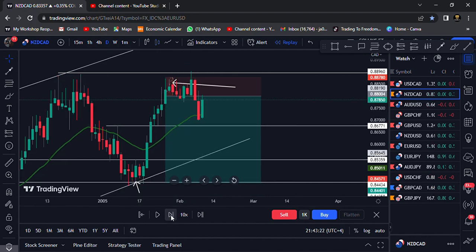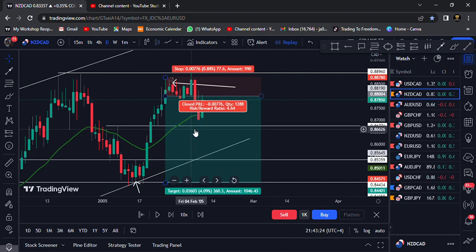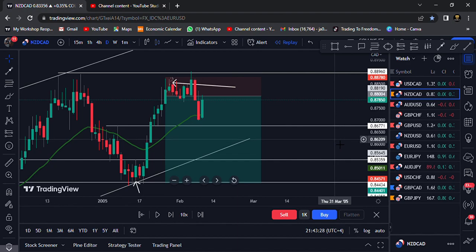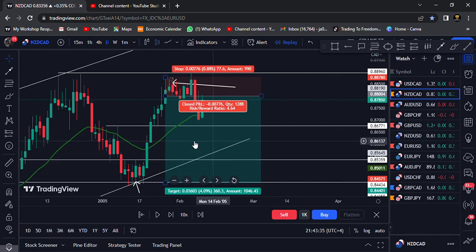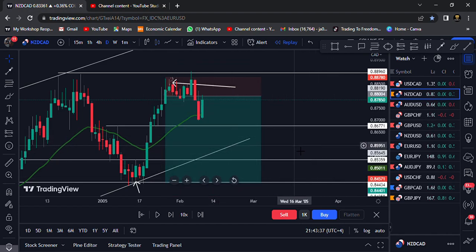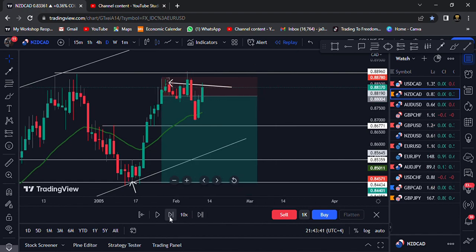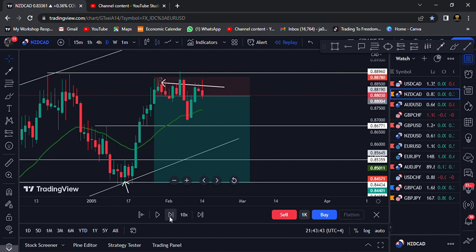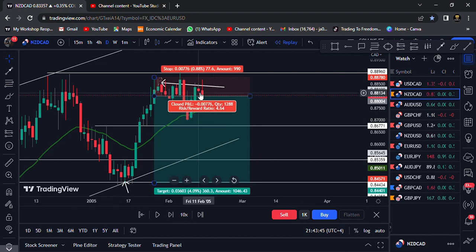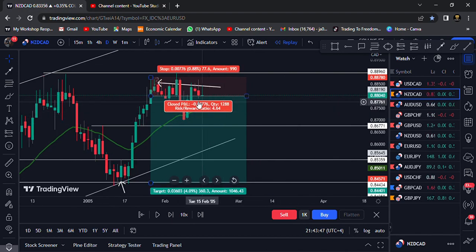That's it, guys. As you can see, it actually dropped down about 20 pips, not even up to 20 pips. It's like 13 pips from our take profit. It did give another sell signal here.